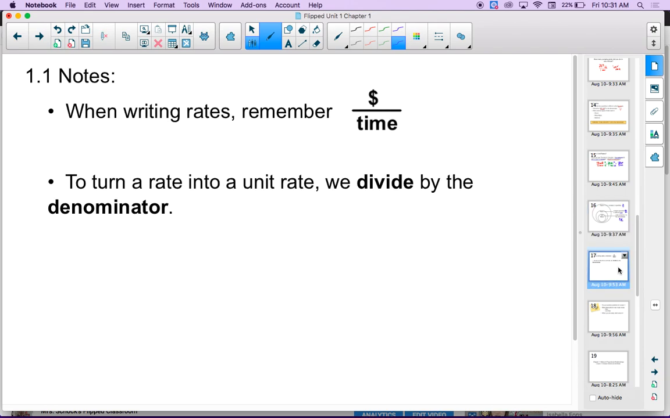All right, so here are your notes. Make sure these are written in the notes section of 1.1. When writing rates, this is our guide. We talked about this a little bit on an earlier slide. Time always goes in the bottom. Money always goes in the top. So if you're given a problem that includes money, make sure that number goes in the numerator. If you're given a problem that has time in it, make sure that always goes in the denominator when writing your rates. Other note here, to turn a rate into a unit rate, we are going to divide by whatever number is in the denominator, because remember, we want to get a 1 in the denominator for a unit rate.